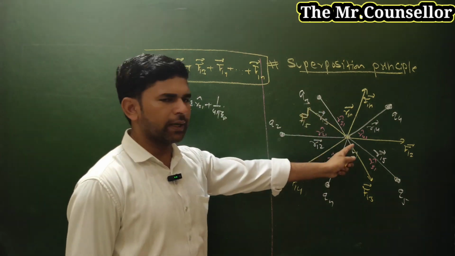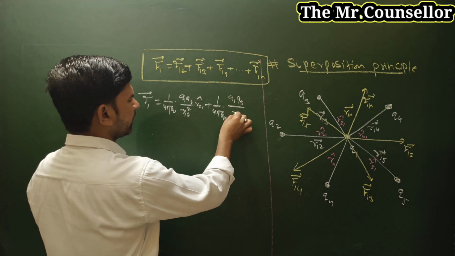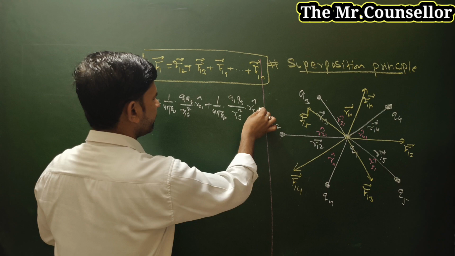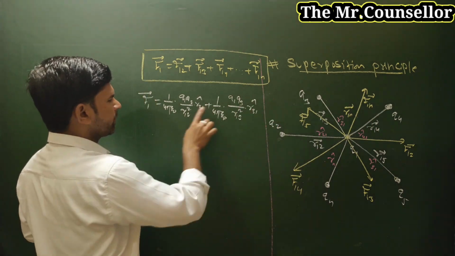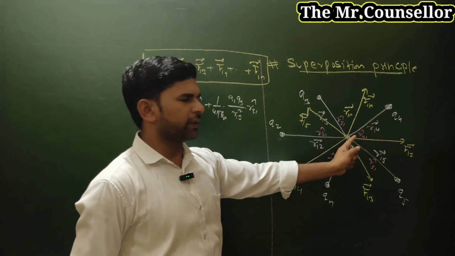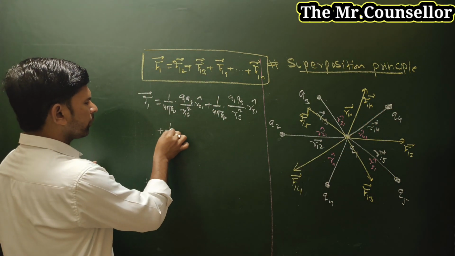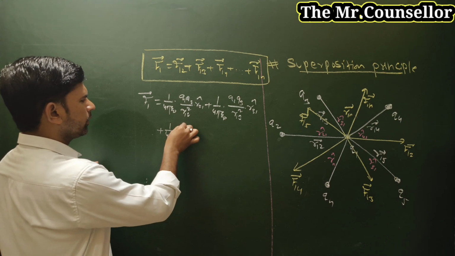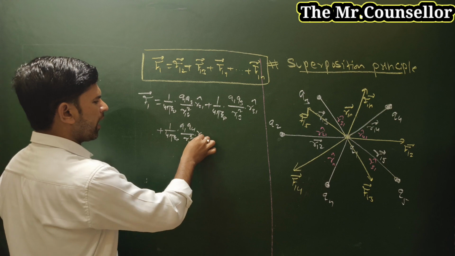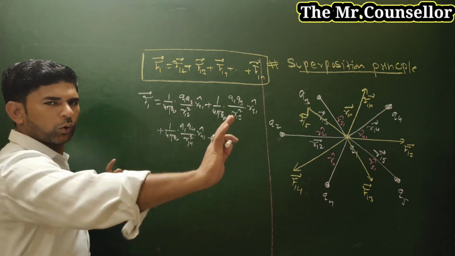Now between Q3 and Q1 you can write Q1 Q3 divided by r13 square r31 cap. Here is no space, so I am writing here plus. You can write here between this one and this one, 1 upon 4 pi epsilon naught Q1 Q4 divided by r14 square r41 cap. Is it okay? The rest you can write by numbers, no problem.